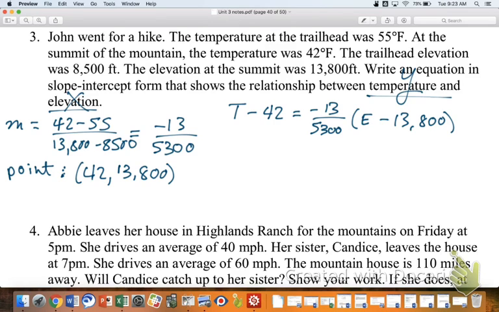All right, and then I'm not sure how the numbers work out here. I need to get the t by itself and do some simplifying. I do know that it's going to be t equals negative 13 over 5,300 e, and then it's going to be plus something, right? Anybody get the plus something? 75.5? 75.85. Anybody confirm that? I think I will, just to be for sure. Could be right.